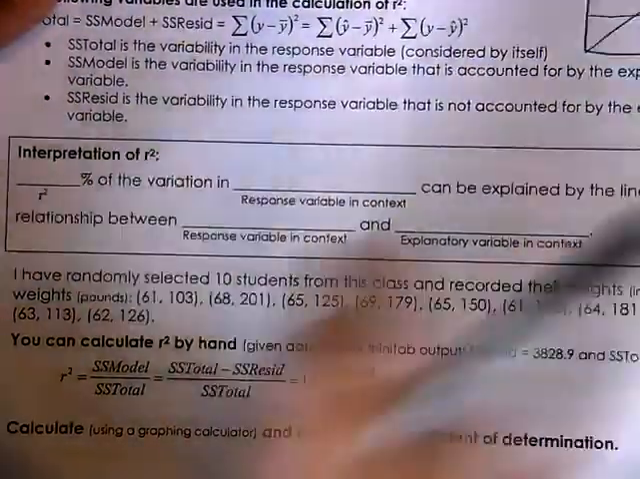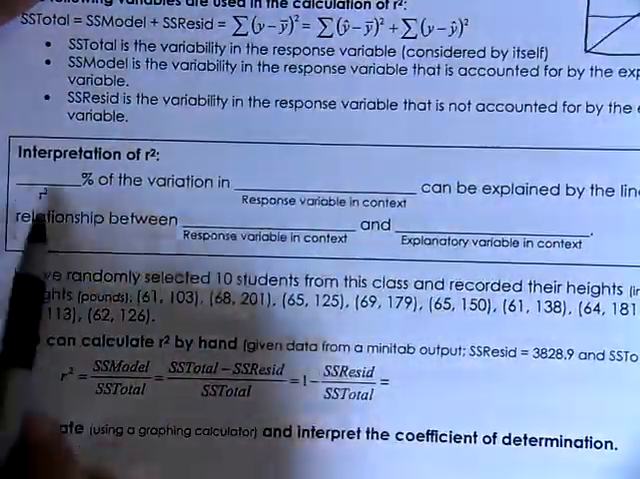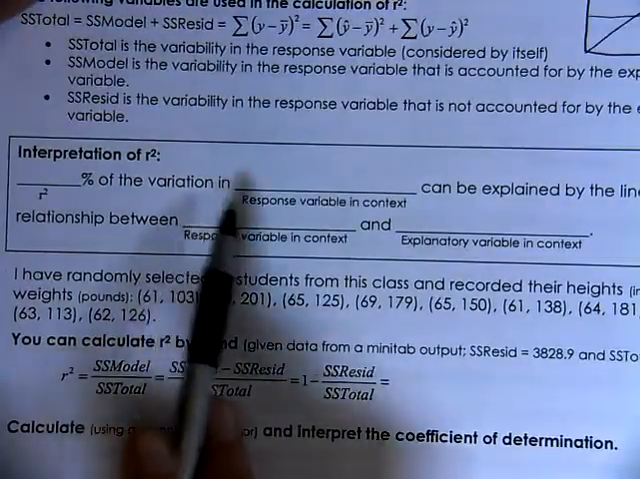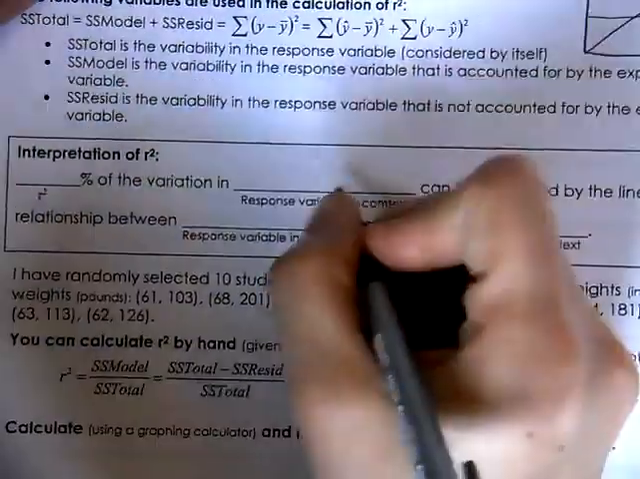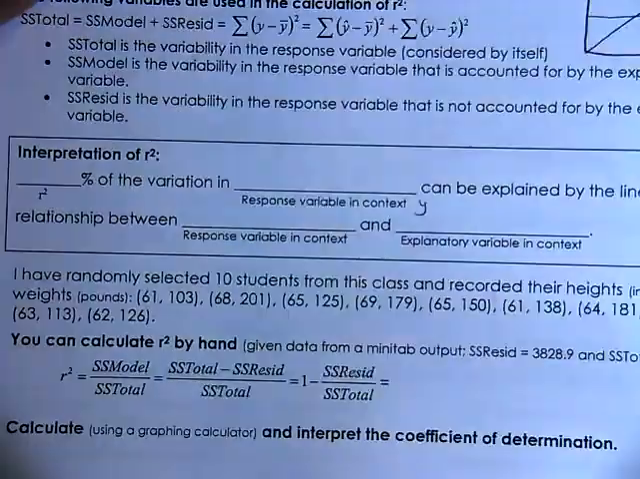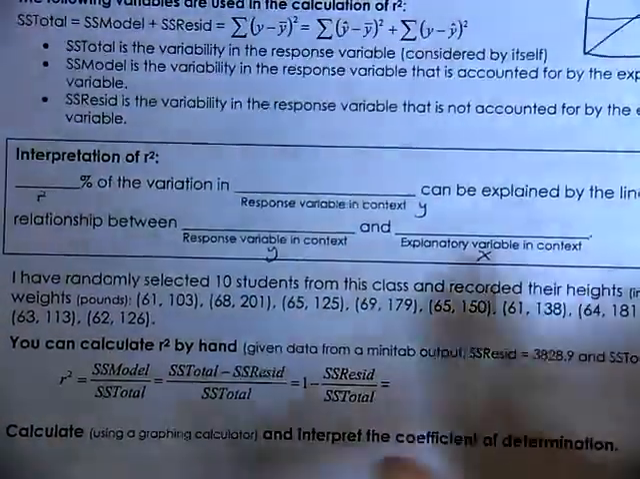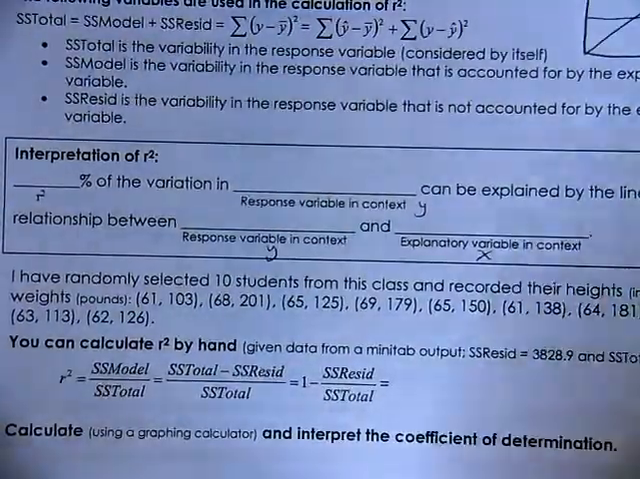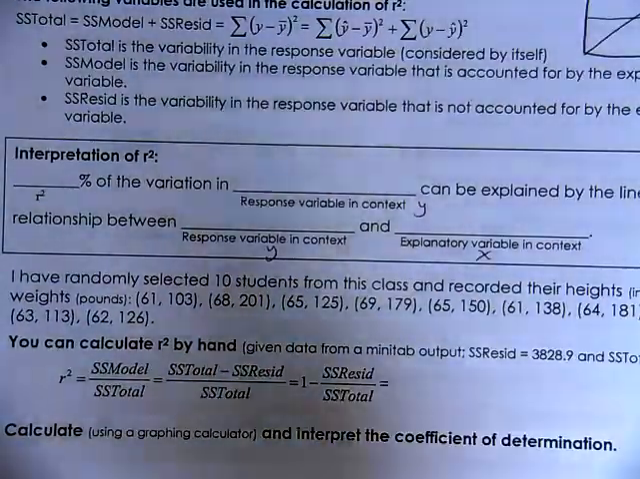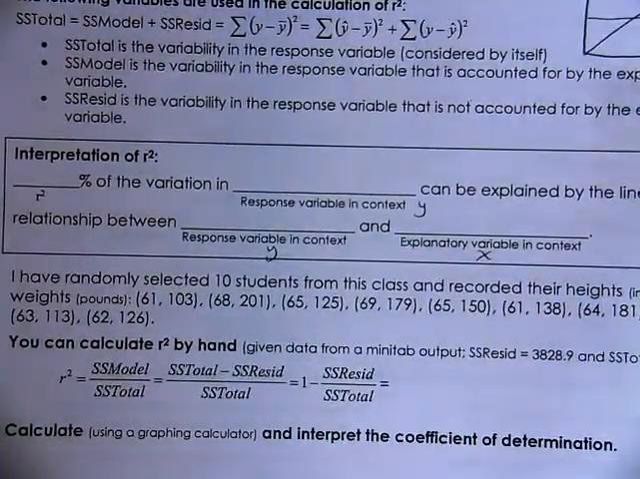So really what you need to know for r squared is the interpretation. So again, it's a percent of the variation in the response variable, so the y, that can be explained by the linear relationship between y and x. Or you can tell me x and y. So again, you're not going to actually have to find these in the calculator.